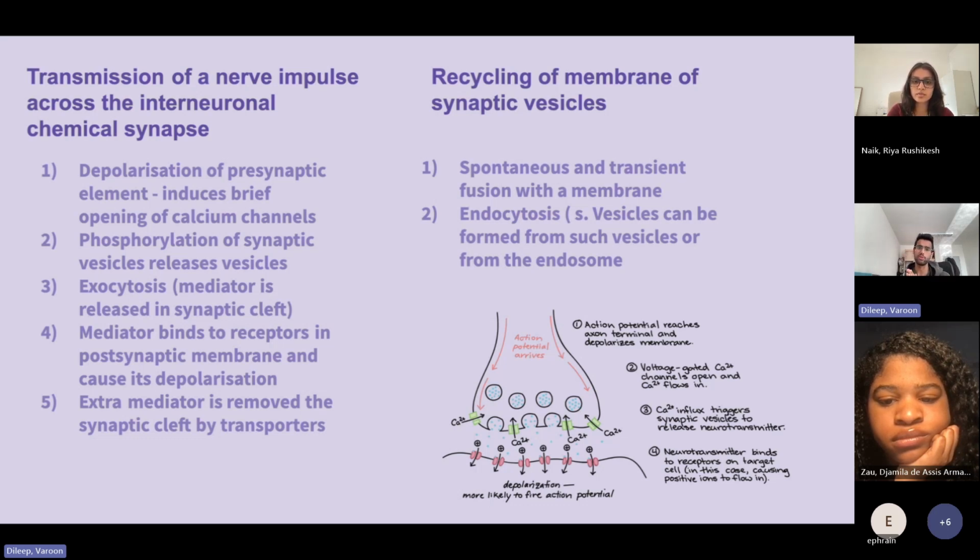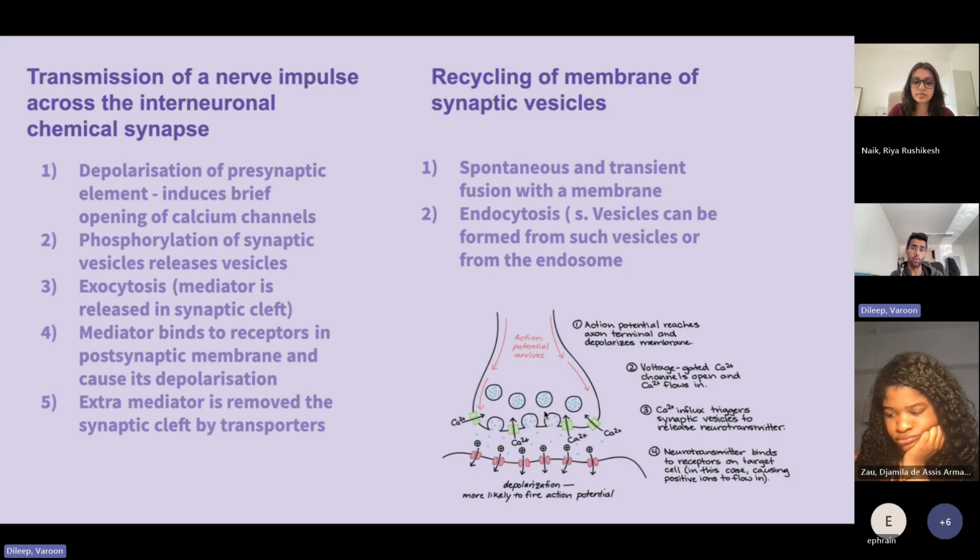And then what happens to the synaptic vesicles after the depolarization is done? What might happen is spontaneous and transient fusion with the membrane. The synaptic vesicles are present here, and they will just fuse with the membrane, and some of them can be recycled back again. Or the presynaptic element will pull the membrane of the synaptic vesicles towards itself by the process of endocytosis, so that the vesicles come together and form an endosome. This image is really good and it summarizes the entire process.